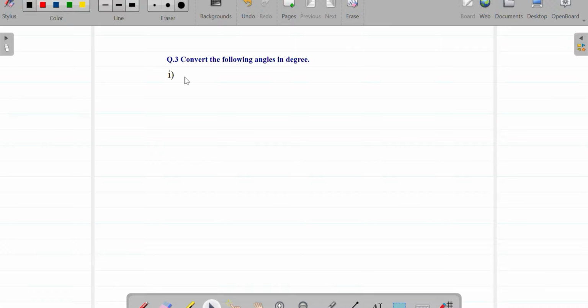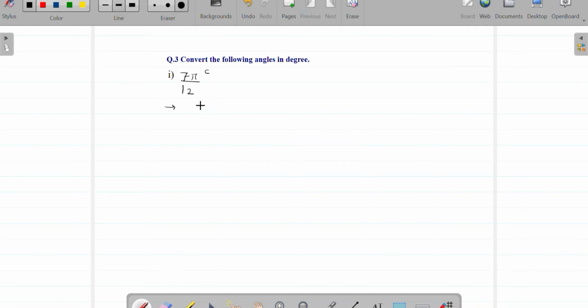In today's lecture, we are going to solve exercise 1.1 question number 3. Convert the following angles in degrees. Our first example is 7 pi upon 12 radian.